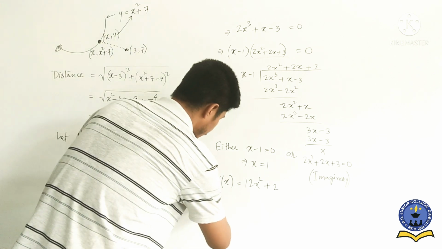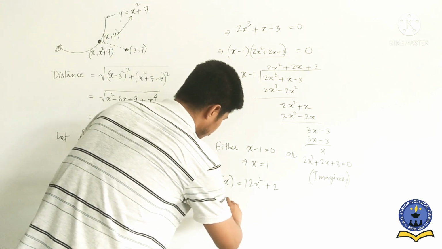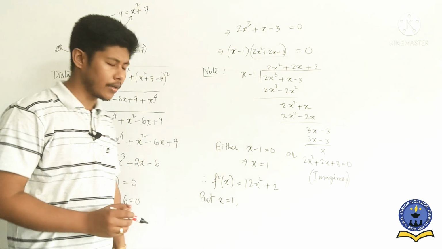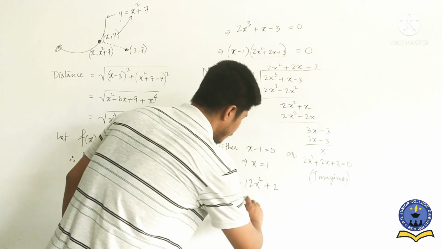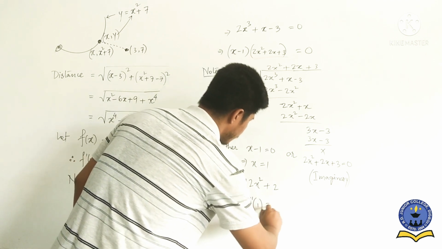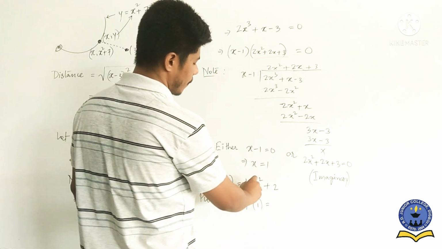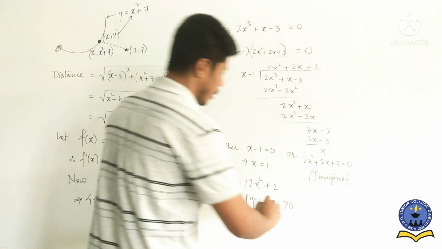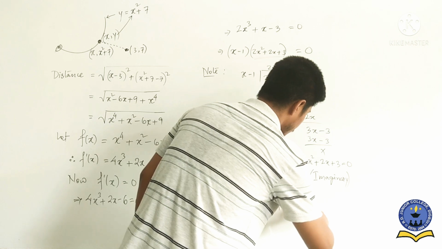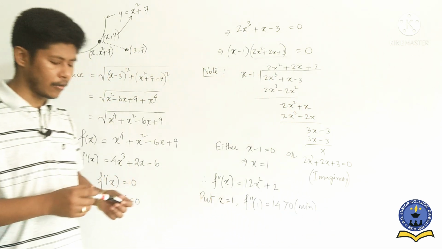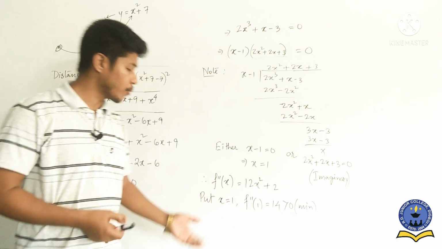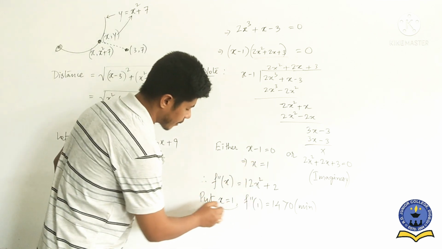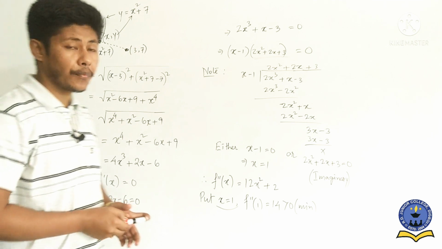So now here we put x equal to 1. After the second derivative, we have to put the critical point. And if you put the critical point here, f double dash of 1 equals what? 12 plus 2, ultimately 14. Which is greater than 0, a positive value. In the second derivative, positive value means what? Minimum. So our conclusion is, at x equal to 1, we get minimum.